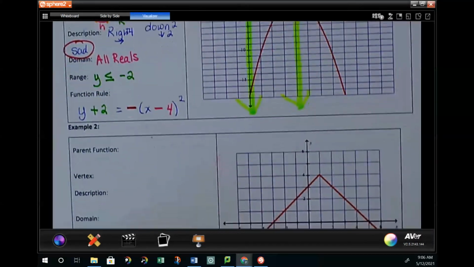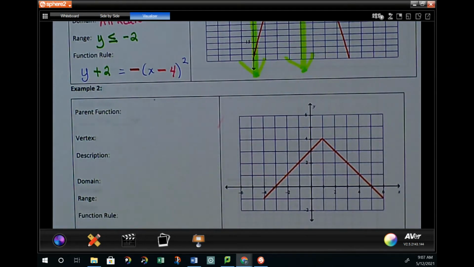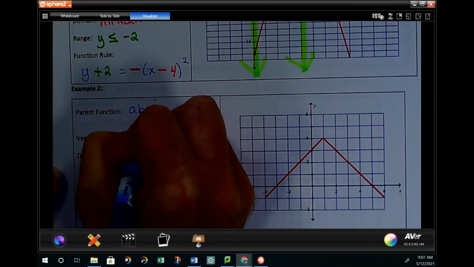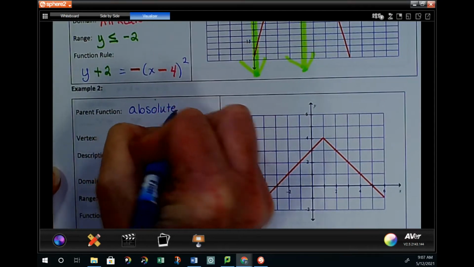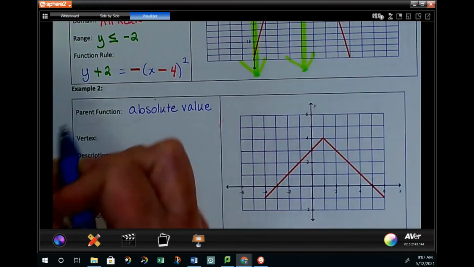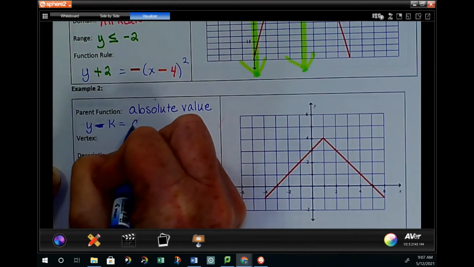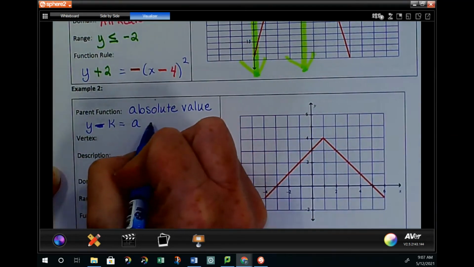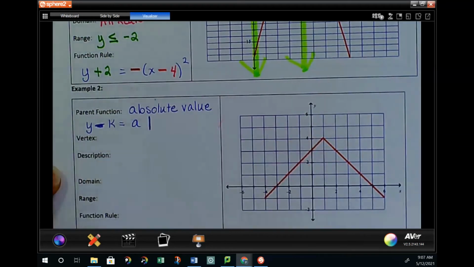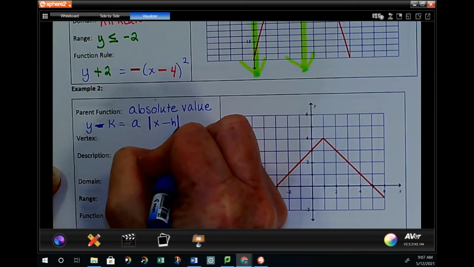So let's do the next one. Let's do this one. So this is what shape, you ask yourself? And you should say, oh, V. So a V graph is called an absolute value. I'm just going to put absolute value graph. And then that general shape is y minus k is equal to a, because I still have that a. And then we have those bars, those nice strong bars, and then x minus h, and then those bars.